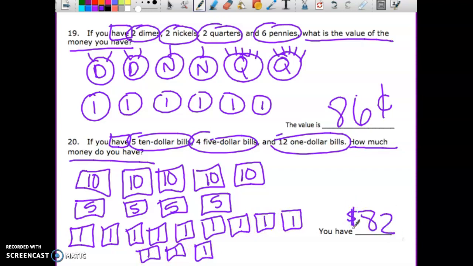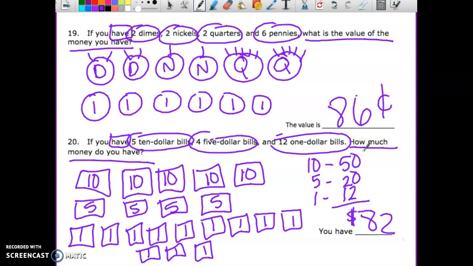And even after they drew it, because I know it can be a lot, I told them, okay, go back and look at your $10 bills, your $5 bills, and your ones, and write the total. So my 10s, 10, 20, 30, 40, 50. My 5s, 5, 10, 15, 20. And then my ones, there were 12 of them, so they would have a value of $12.